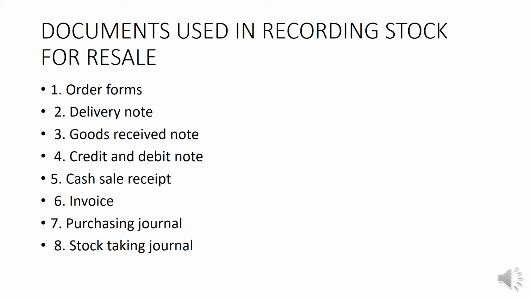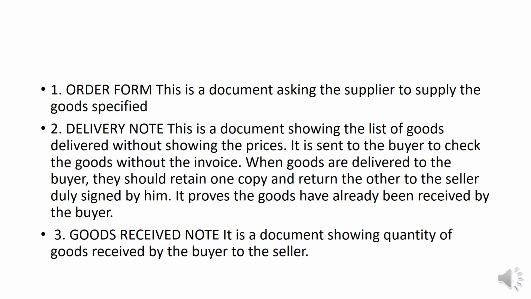Then eighth, stock taking journal. Then number 9, we have sales summary. Then number 10, stock card. These are the few documents used in recording different products in a given cooperative, in a cooperative society.